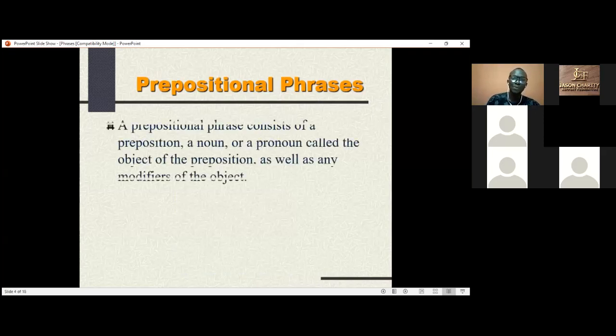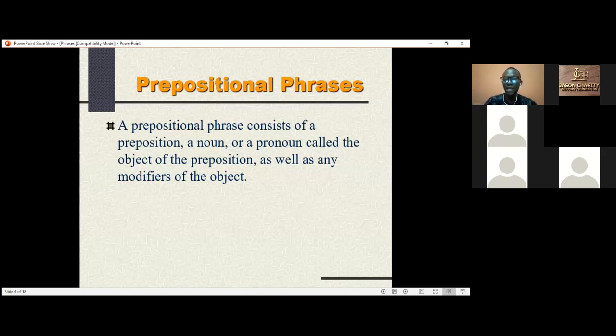So can you read what a prepositional phrase is, please? A prepositional phrase consists of a preposition, a noun or a pronoun called the object of the preposition, as well as any modifiers of the object. Thank you. Now, if a preposition comes before a noun, we say the noun is the object of the preposition.